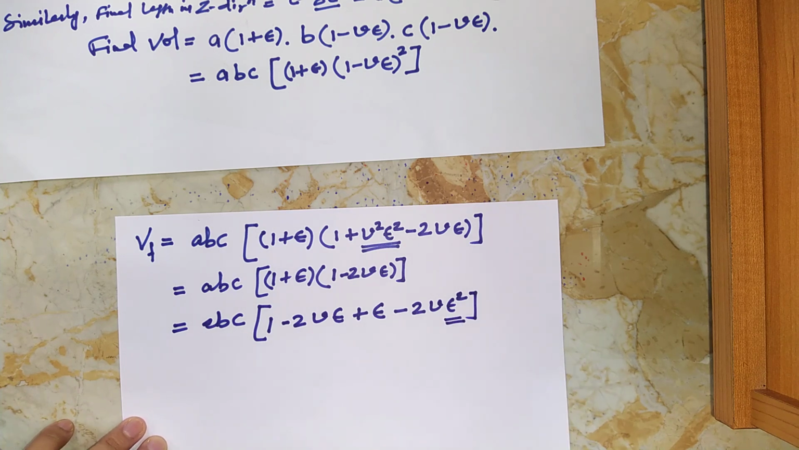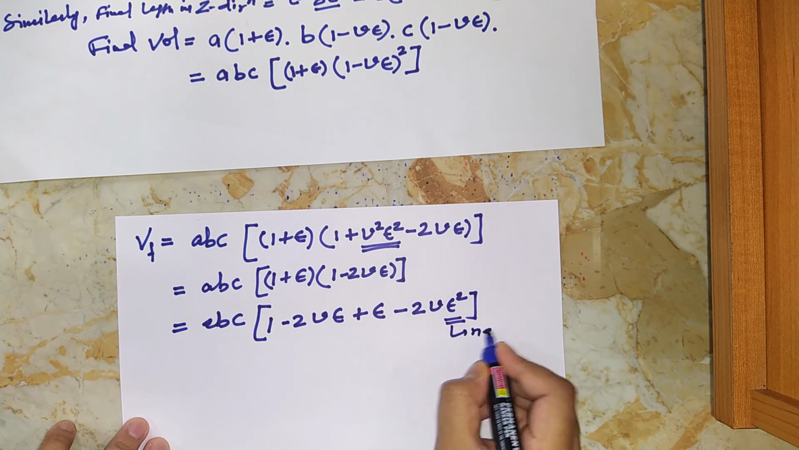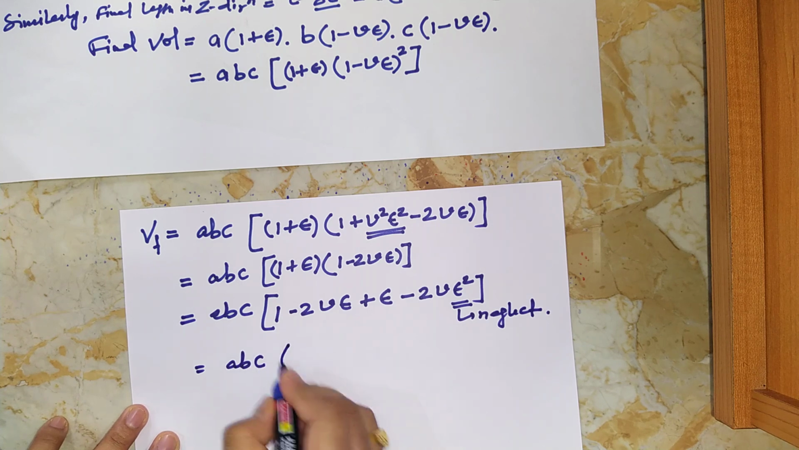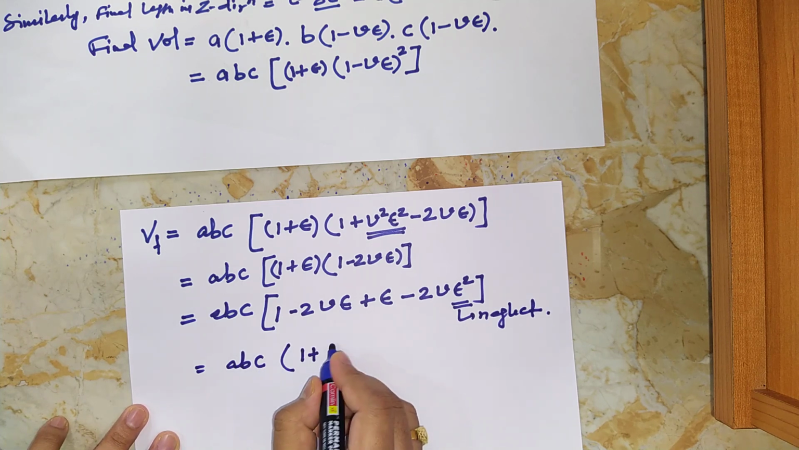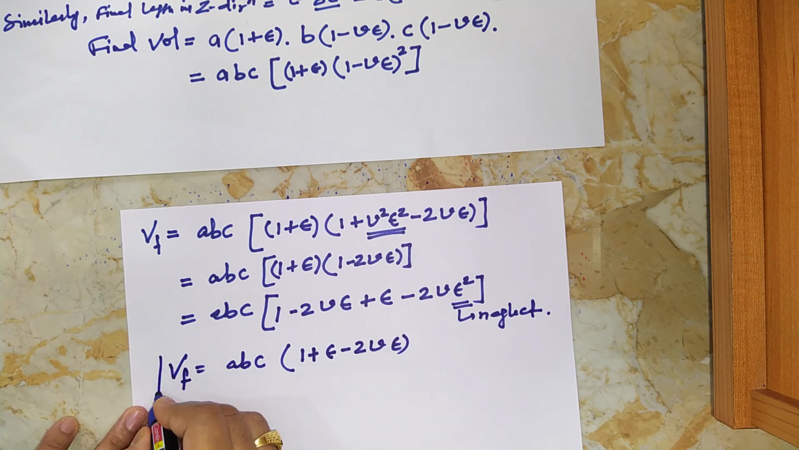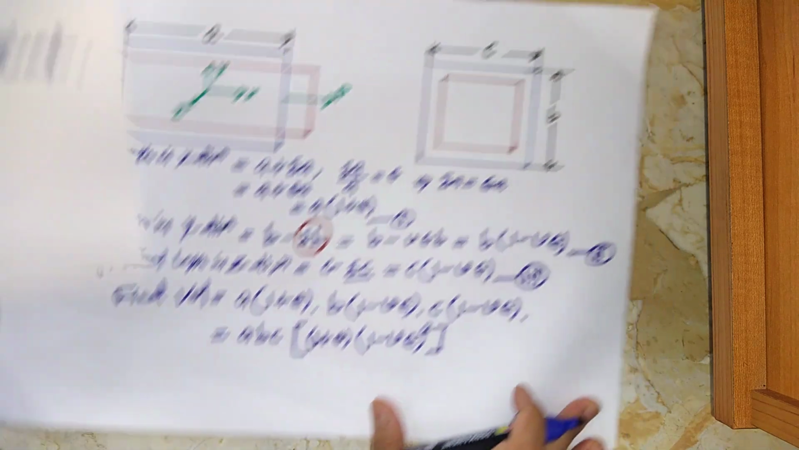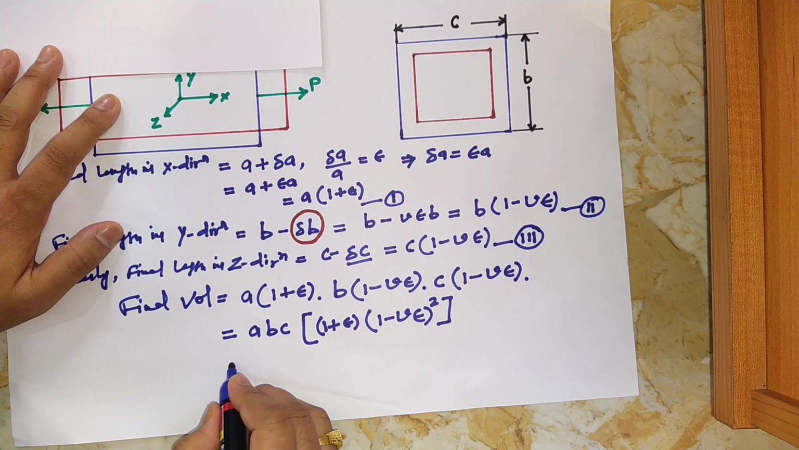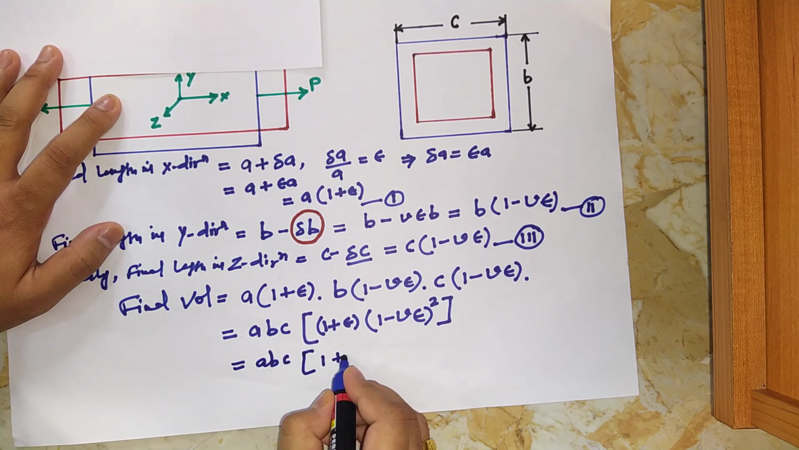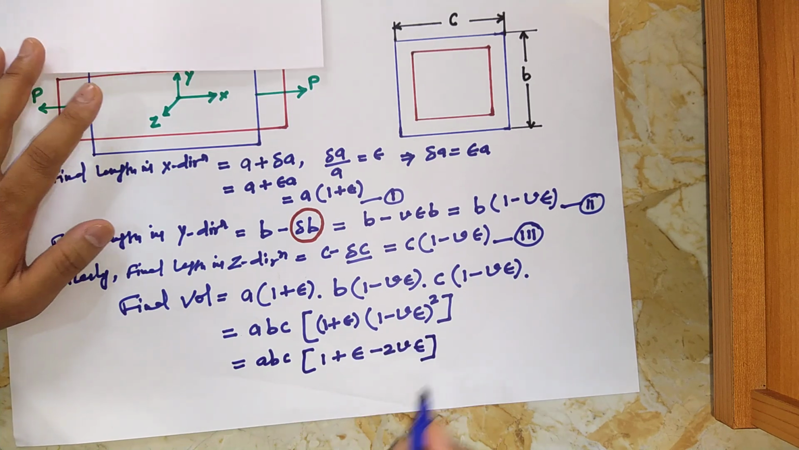Now again we find that epsilon is a very small quantity and the square of epsilon can obviously be neglected. So we'll neglect this and find the final volume as ABC into (1 plus epsilon minus 2 nu epsilon). So this is our final volume calculated. Okay, we'll write this thing here. So our final volume is ABC into (1 plus epsilon minus 2 nu epsilon).